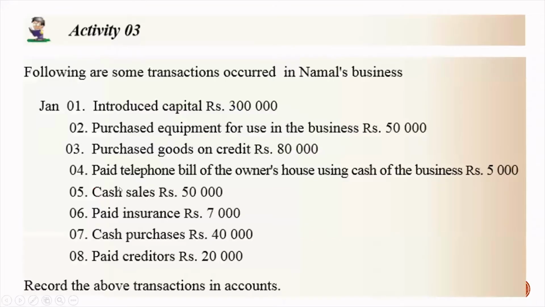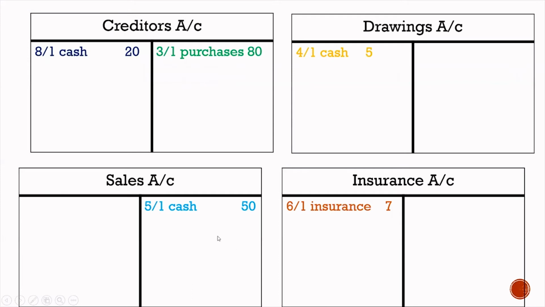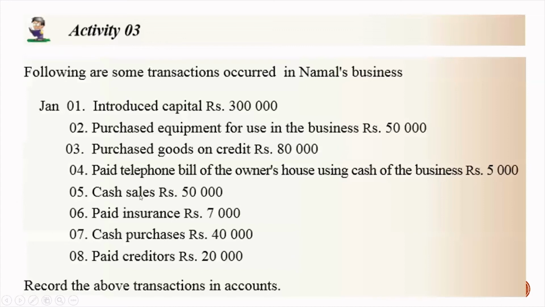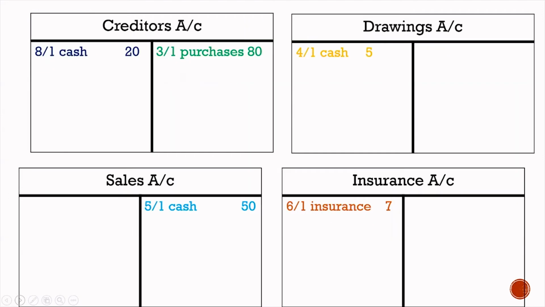Next one is cash sales worth 50,000. Cash sales. So you're getting cash. Cash you receive, it is a debit entry, but sales done, there should be a credit one next. So that is sales account. It will be 50,000 credit. Then paid insurance worth rupees 7,000. We are paying. So here cash account credit insurance 7,000 and on the insurance account debit 7,000.